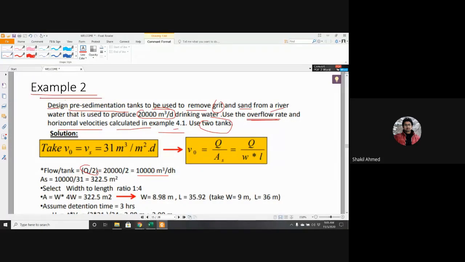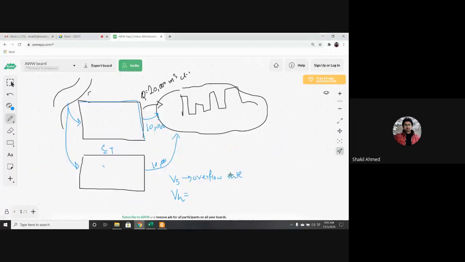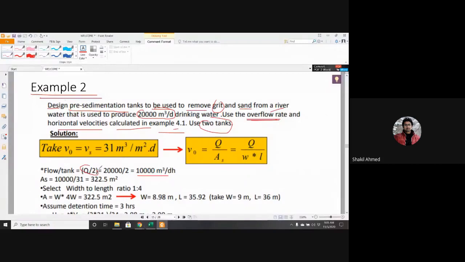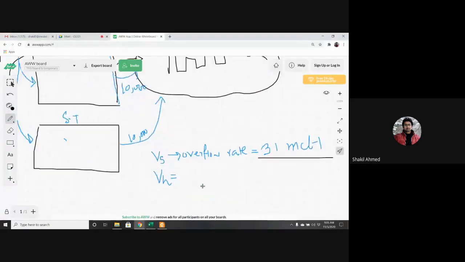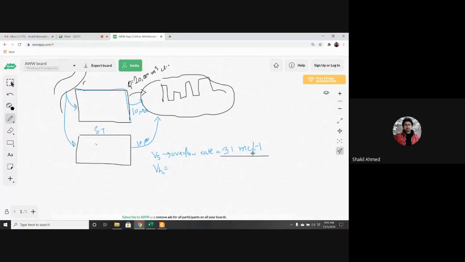So S equals 31 meter per day, it is given. Now, what is the settling velocity Vs? Vs is actually Q divided by B into L. Remember this? Q divided by AS.